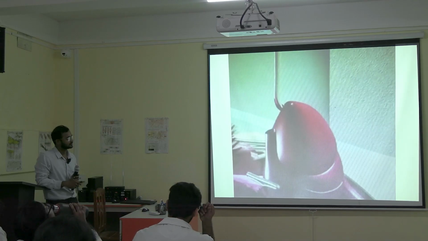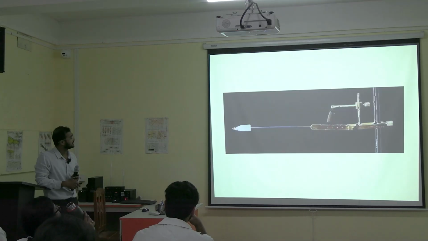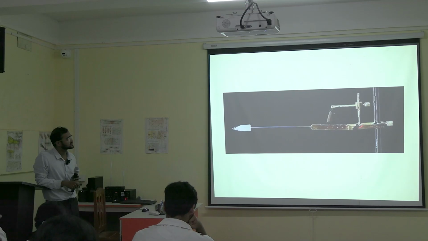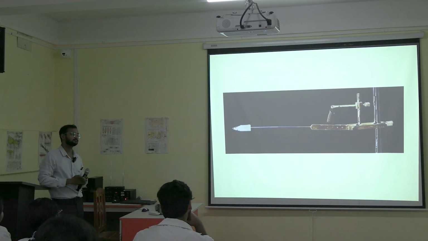With the help of this hook, we will attach an elastic thread and fix it here. This is known as Starling's heart lever. Why are we using this? Because it has a spring. It is in its normal position, but during contraction what will happen? The heart will contract.